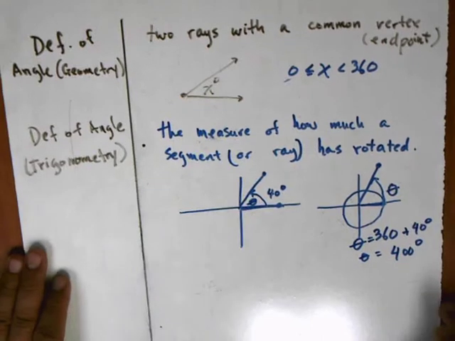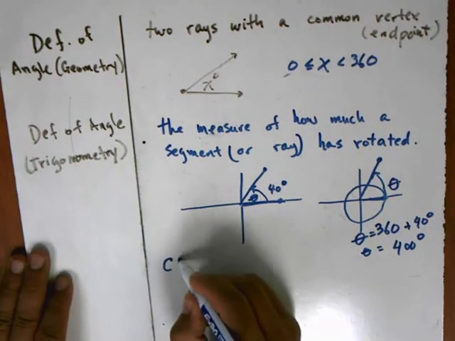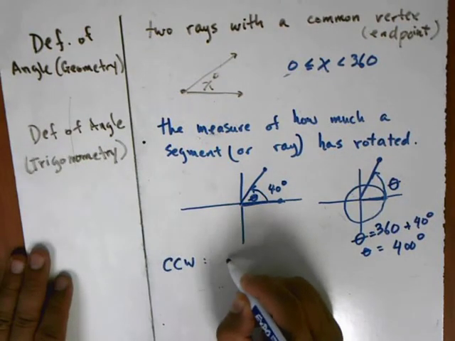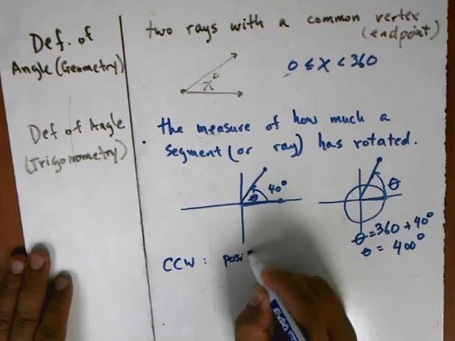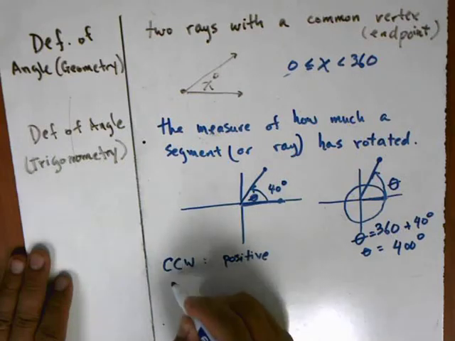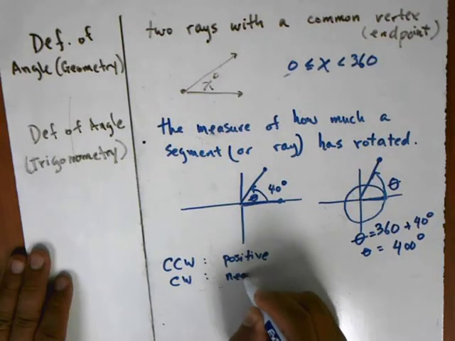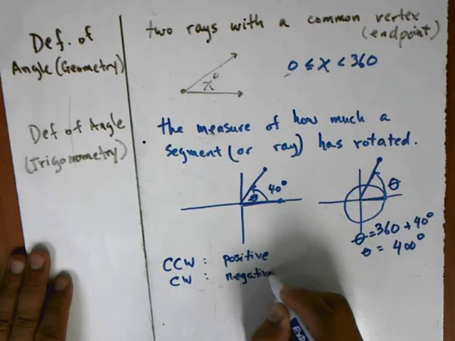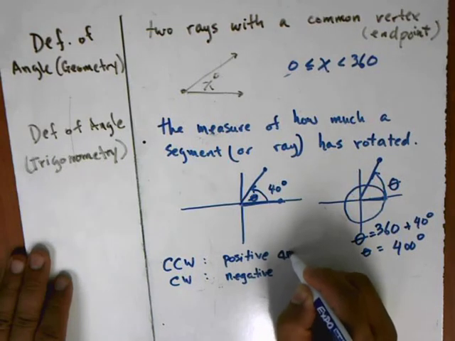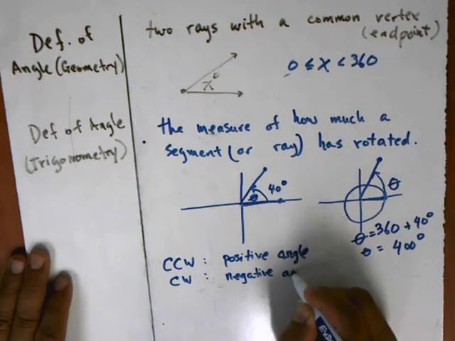And as a convention, we say that anything that's rotated counterclockwise is a positive angle. Anything that rotates clockwise is a negative angle. So positive angle and negative angle.